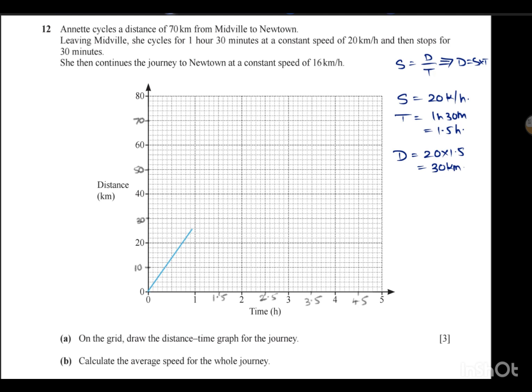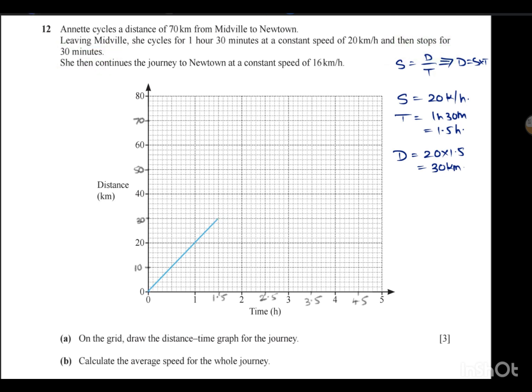So this line should go up to 1.5 till 30. This one. This will be the right way to draw the line. Then next it's given that she then stops for 30 minutes.